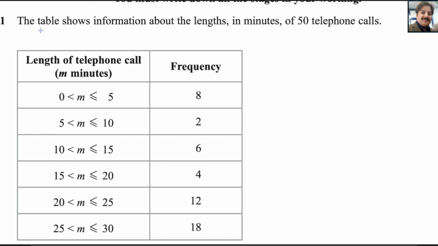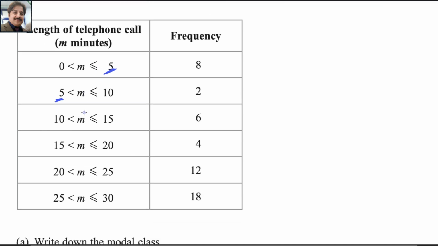Question number 1. The table shows information about the lengths in minutes of 50 telephone calls. Length of telephone calls are given in minutes, and they are given in group form from 0 to 5, 5 to 10, 10 to 15. As here the upper class boundaries and lower class boundaries are the same, we will not draw the class boundaries, otherwise we have to make them the same. So luckily we already have the upper class boundary and lower class boundary the same, so this is easier to solve.